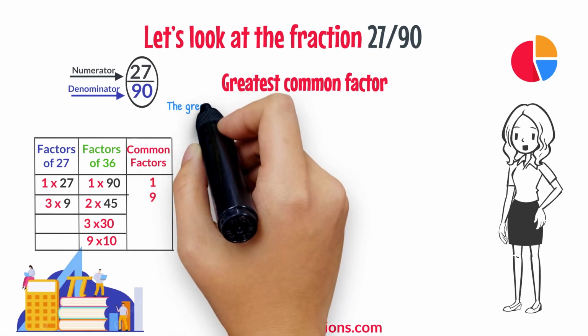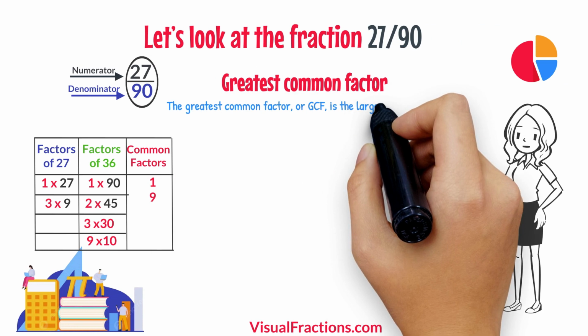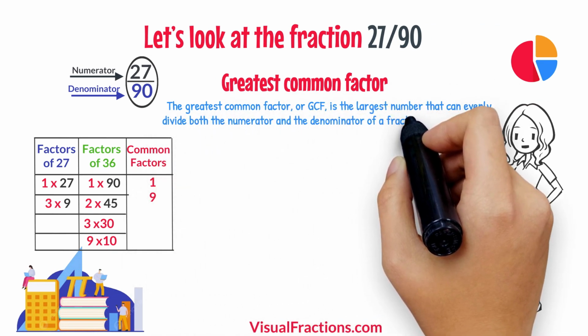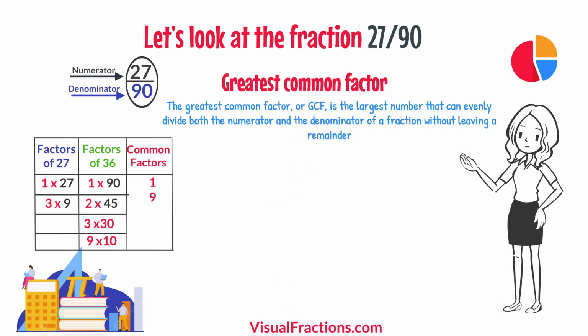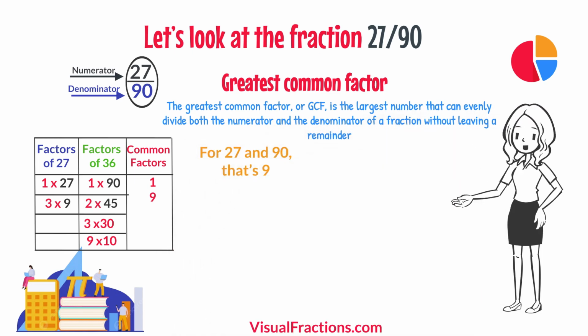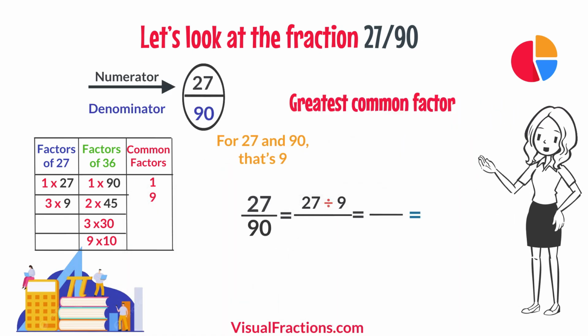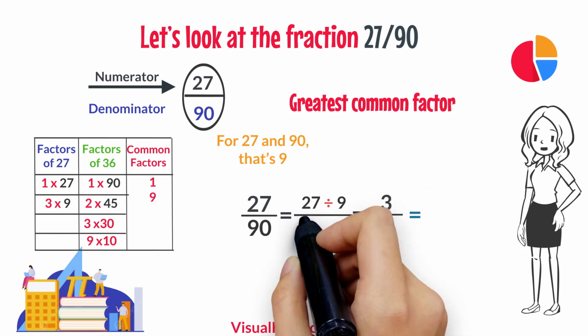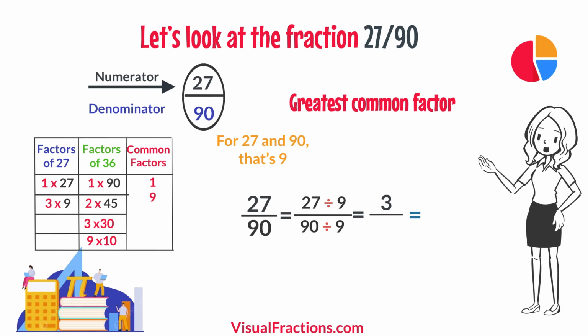The greatest common factor, or GCF, is the largest number that can evenly divide both the numerator and the denominator of a fraction without leaving a remainder. For 27 and 90, that's 9. We start by dividing 27 by 9, which gives us 3. Then we divide 90 by 9, which results in 10.